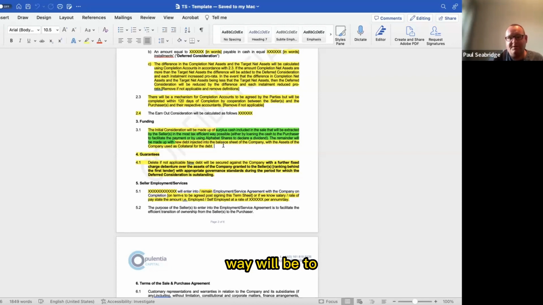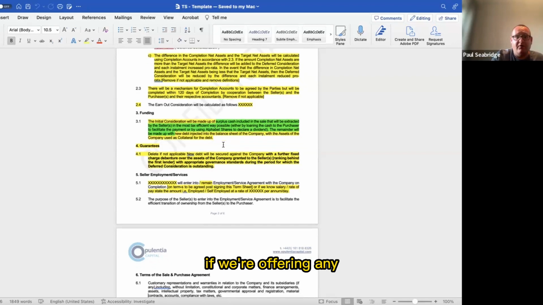An alternative way would be to use alphabet shares, which is a little bit more complicated, but there's a few different pros and cons to doing both. We're not going to get into that in this video, but we would explain the mechanism for that at this point when we're going through the term sheet.